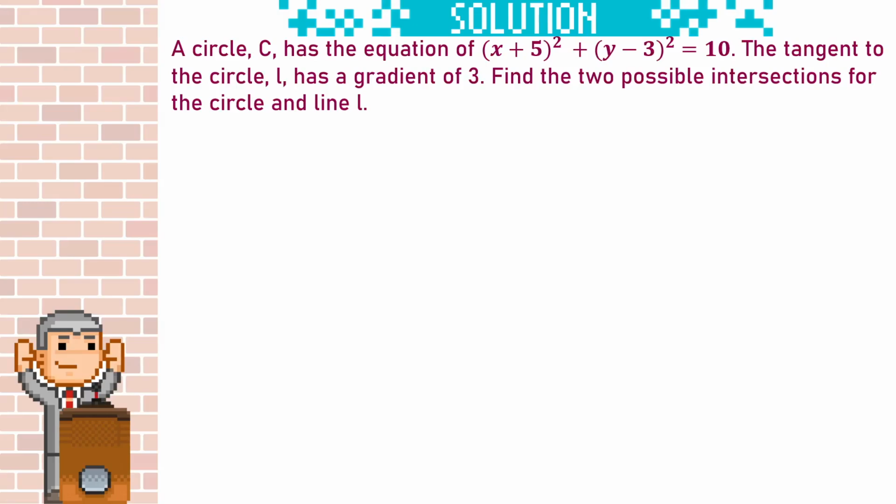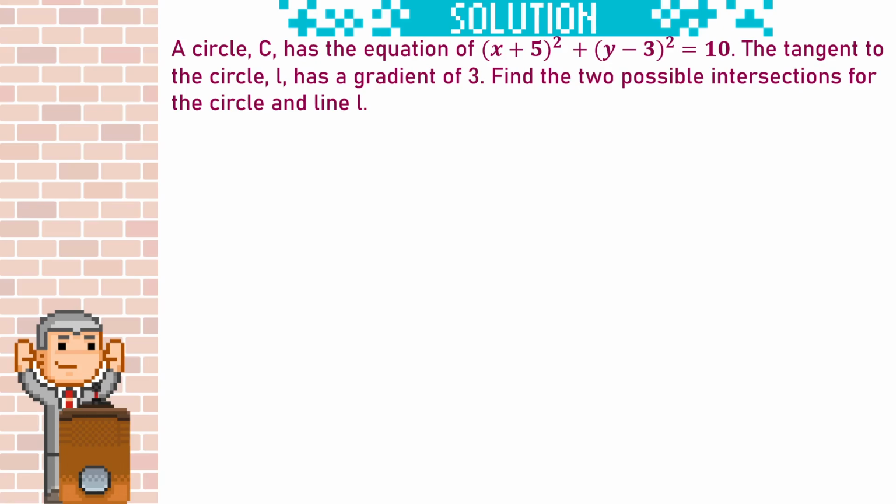In this question we're told that a circle C has the equation of (x plus 5) squared plus (y minus 3) squared equals 10, and the tangent to the circle L has a gradient of 3, and we're asked to find the two possible intersections for the circle and line L. It's really important we sketch this out so we can see what's going on.